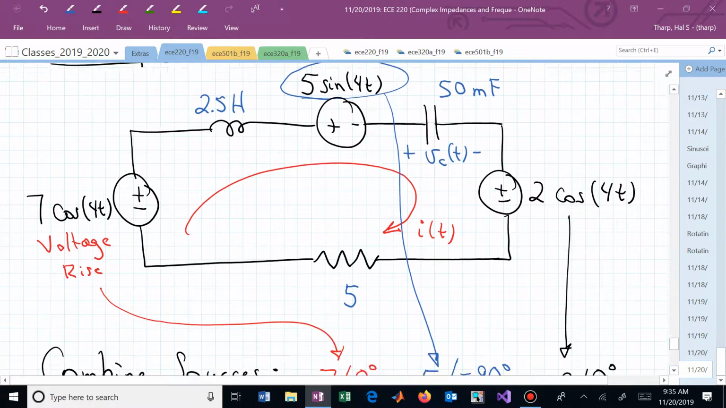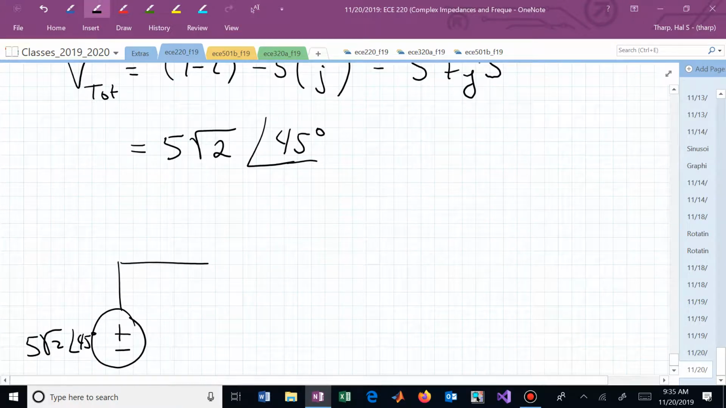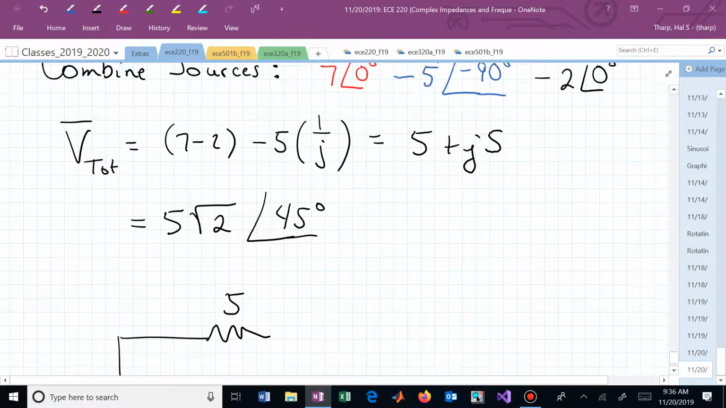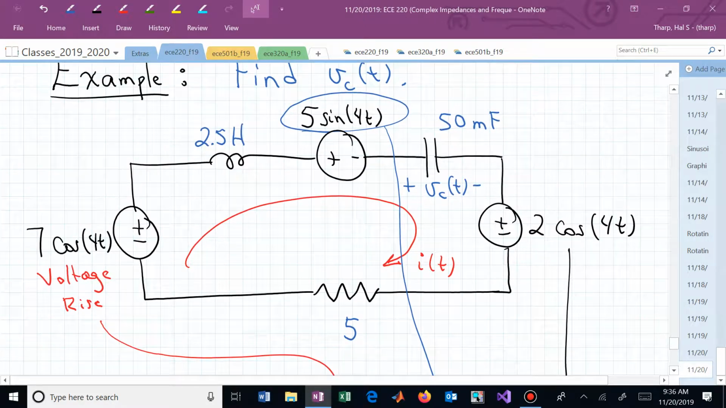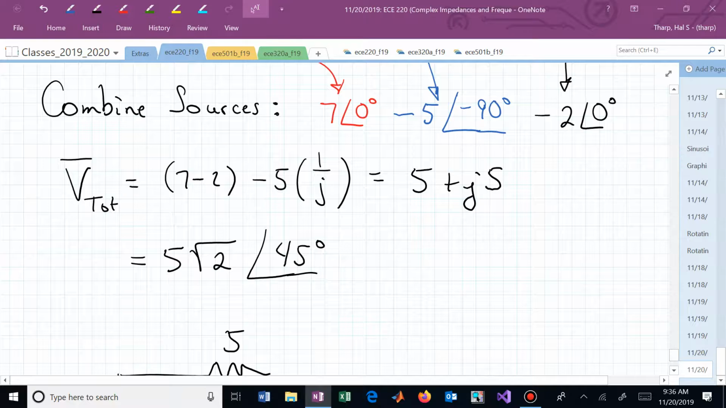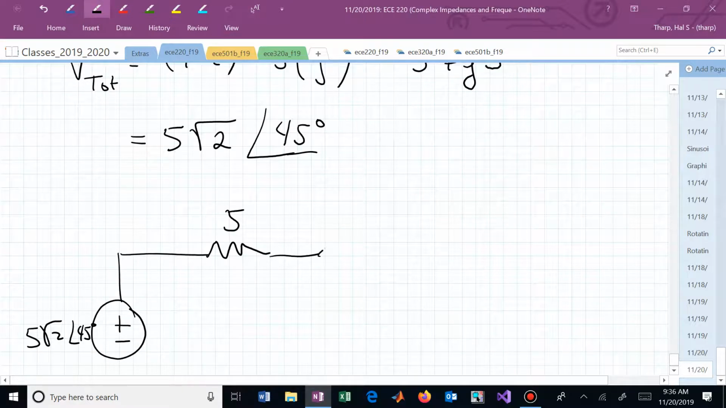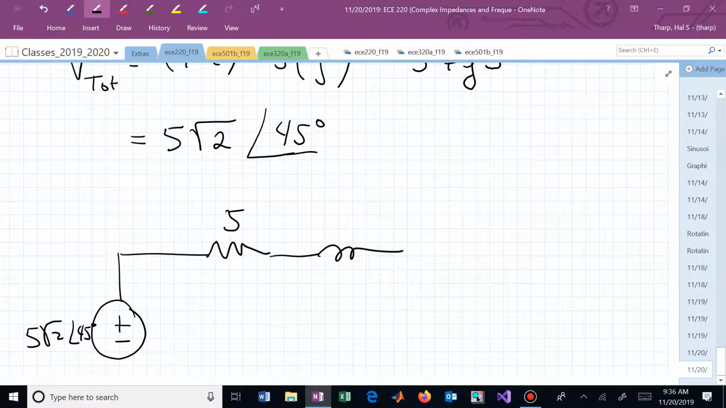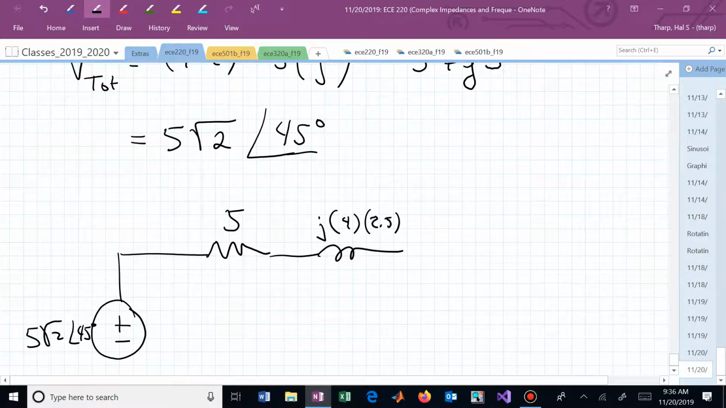What did we have? We had a resistor of 5. Does it matter where I put these? It was below before. Does it really matter? No, because they're in series. Now I need to convert the inductor to its frequency domain form. That was 2.5 henries. How do I convert that? That's j omega L. That's j times 4 times L.